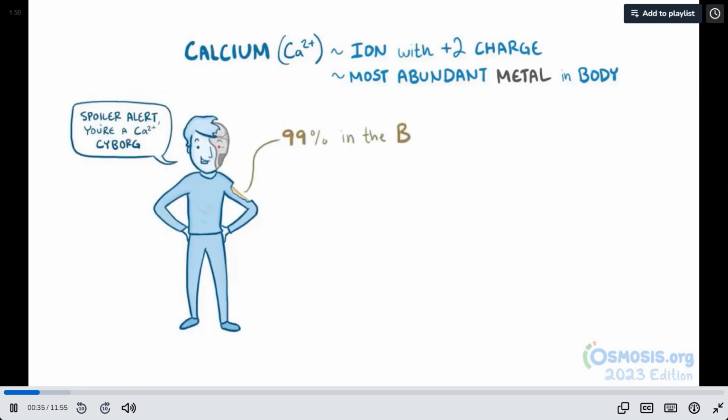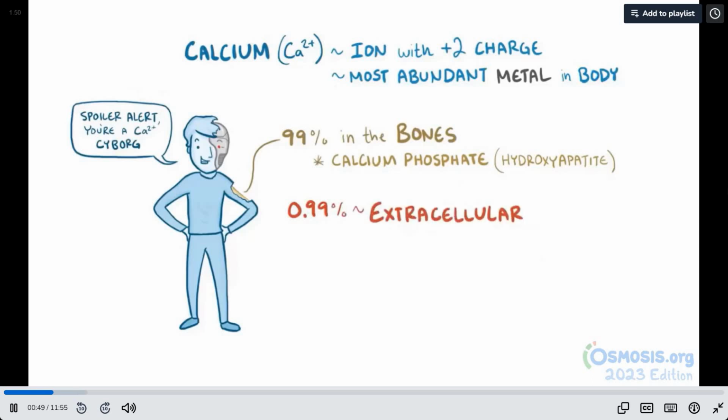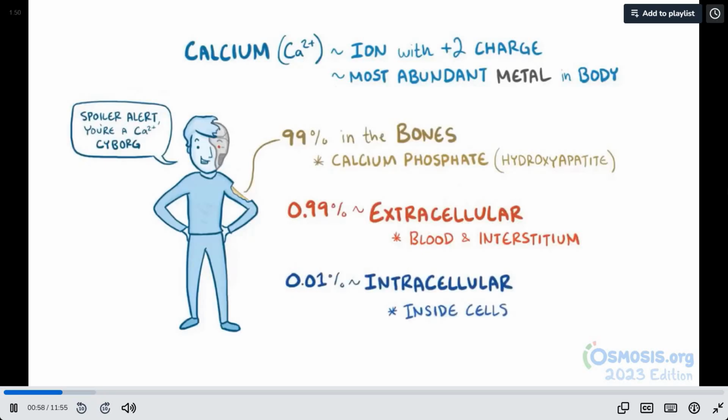Anyways, about 99% of that calcium is in our bones in the form of calcium phosphate, also called hydroxyapatite. The last 1% is split so that the majority, about 0.99%, is extracellular, which means in the blood and in the interstitial space between cells, whereas 0.01% is intracellular, or inside cells.